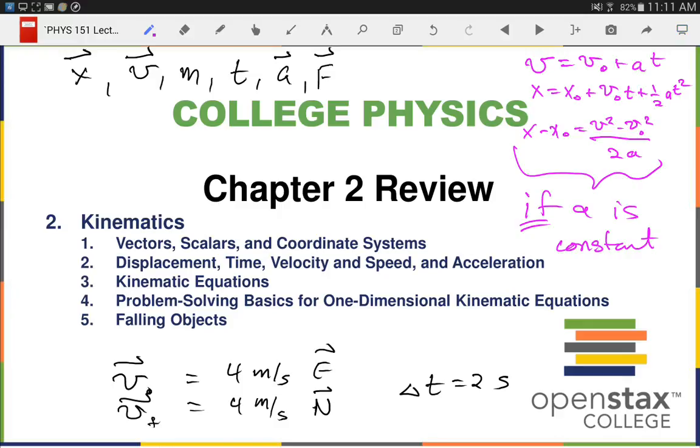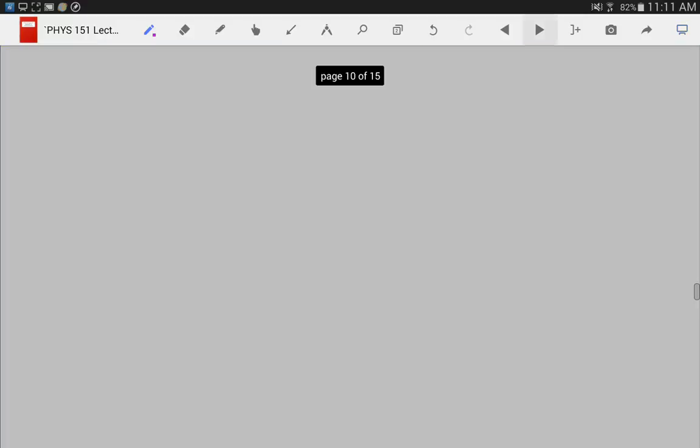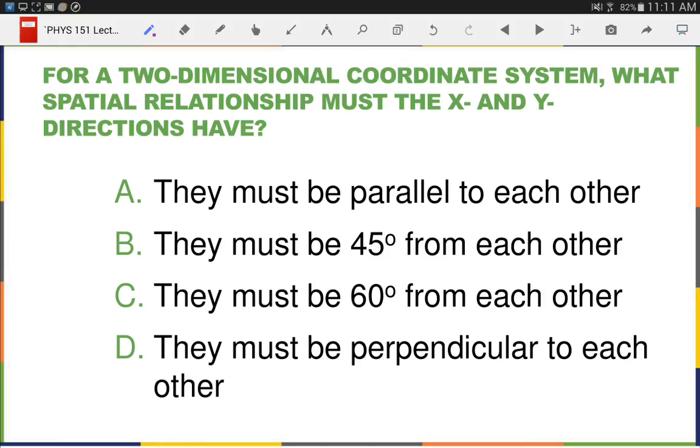Okay, so we have those kinematic equations, problem-solving basics. Here I put the steps of how to solve a physics problem. Wait, nope, first, the coordinate system question, this is the last clicker question, and then how to solve physics problems. For a 2-dimensional coordinate system, what spatial relationship must x and y directions have? And of course, this is one question you've already seen.